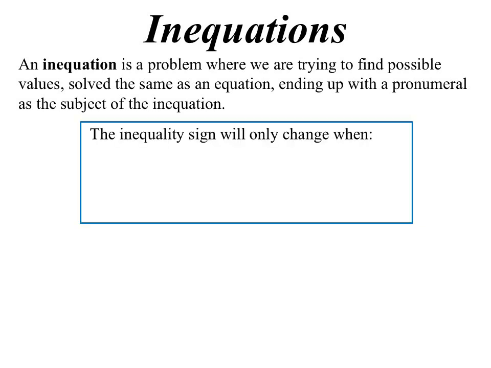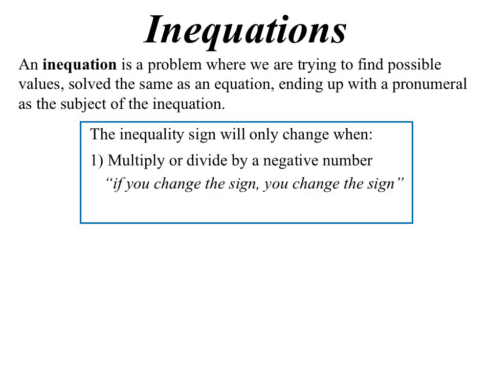Now, we need to change it when we multiply or divide both sides by a negative number. Or the way I tend to think of it, if you change the sign, you change the sign. So if you change the inequality sign, then you change the sign of the number itself. The other one doesn't happen as often, but if you were to turn both sides of the inequality upside down, then that would flip the inequality sign as well.